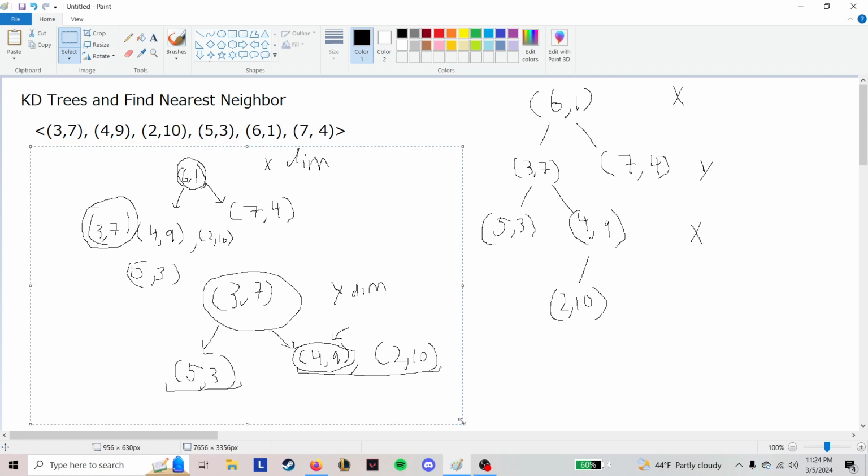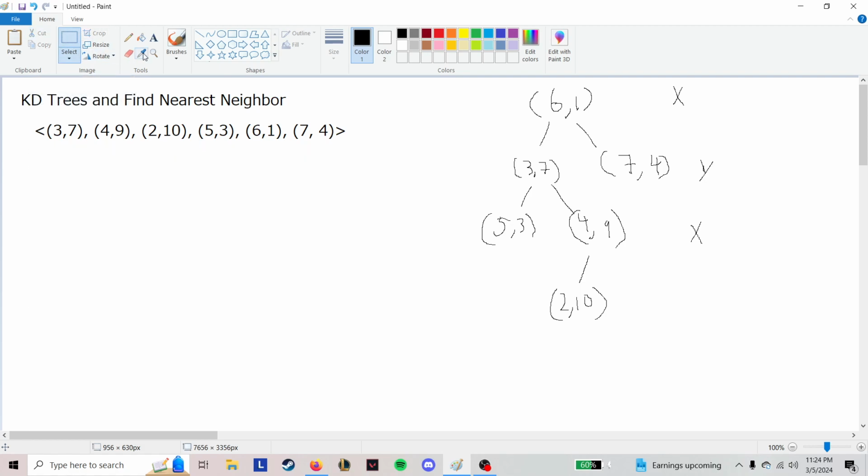Remember, the points I'm choosing to split around are arbitrary, but once I choose a point to split around, the points that I'm going to find in my left and right subtree are determined. So I just want to make sure that that is clear. Okay, so that's how I would construct my KD tree just by picking arbitrary pivot points.